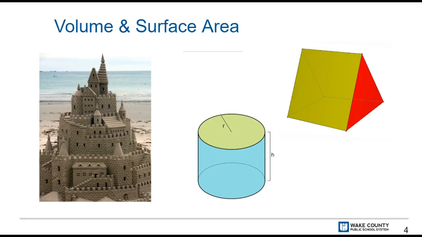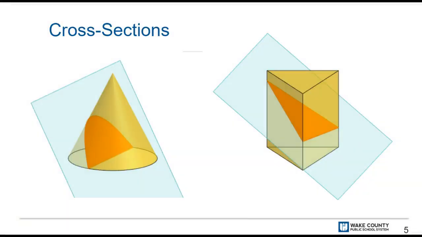In the first two lessons of this unit, you will examine how to calculate volume and surface area for three-dimensional shapes. In the context of building sandcastles, you will derive the formulas for prisms, cylinders, pyramids, and cones. In the next lesson, you will study two-dimensional cross-sections of three-dimensional shapes. You will learn to visualize the effects of slicing three-dimensional shapes such as prisms, cylinders, pyramids, and cones, and identify the resulting two-dimensional shape.